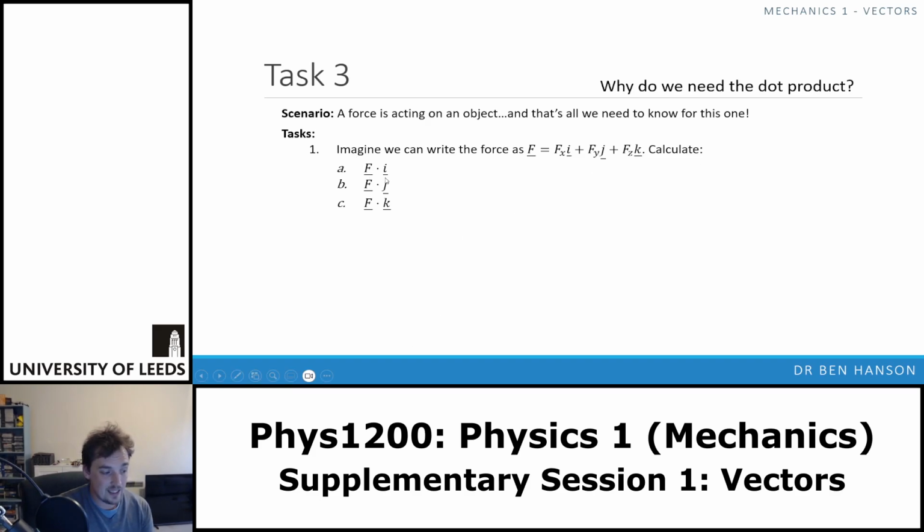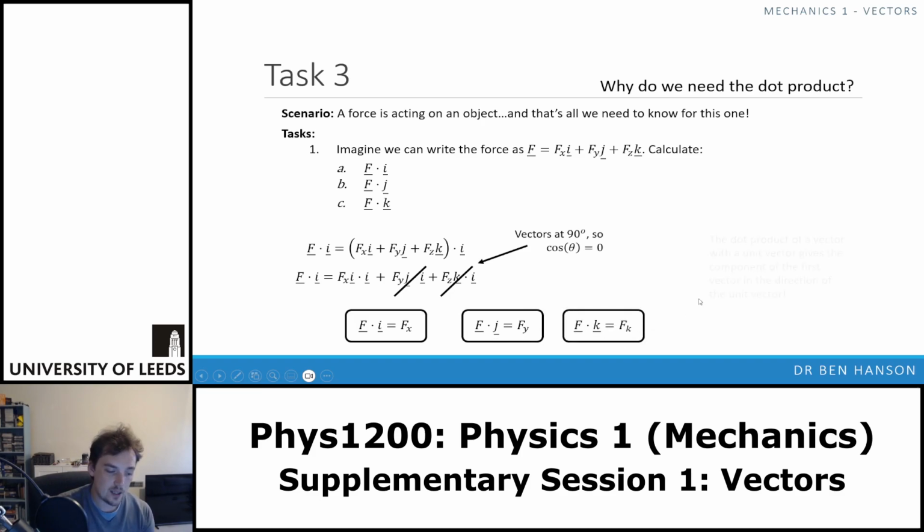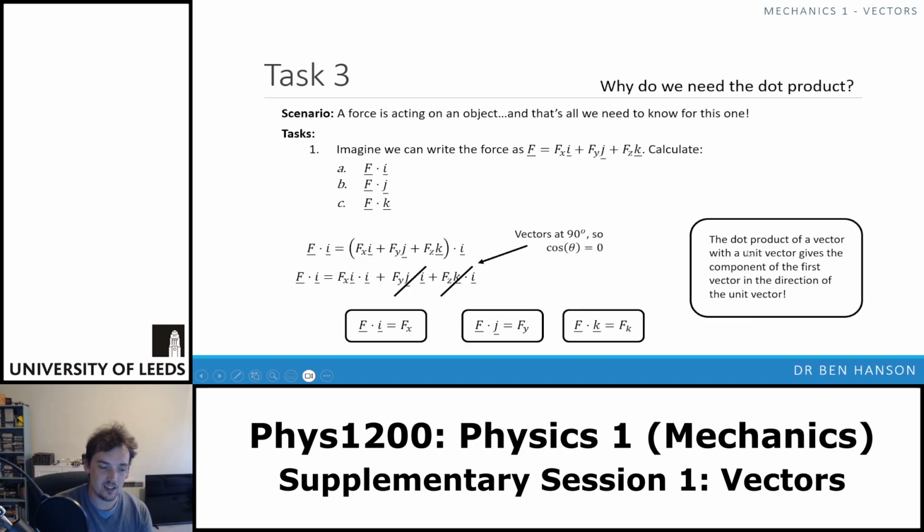So if I calculate these things now, the j dot I bit and the k dot I bit go to 0, because the cos of the angle between them is 0. So f dot I just equals the x component, f dot j the y component, f dot k the z component. The dot product of a vector with a unit vector gives the component of that first vector in the direction of the unit vector. So you can see why that might be extremely important.